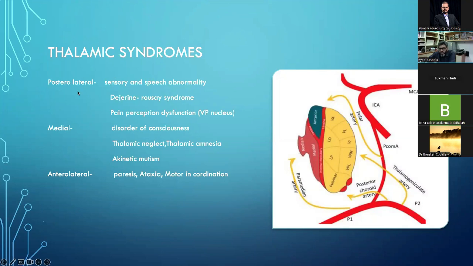When the posterolateral part of the thalamus is affected, it ends up with sensory and speech abnormalities, Dejerine-Roussy syndrome, and pain perception dysfunction, particularly when the ventroposterior nucleus is affected. And the medial thalamic syndromes are associated with disorders of consciousness, thalamic neglect, thalamic amnesia, and akinetic mutism. The anterolateral thalamic syndromes are associated with paresis, ataxia, and motor incoordination.